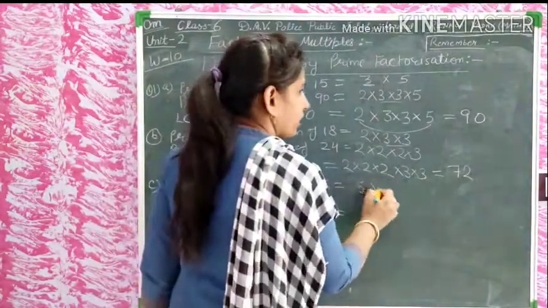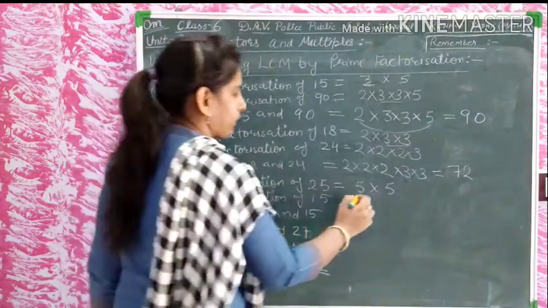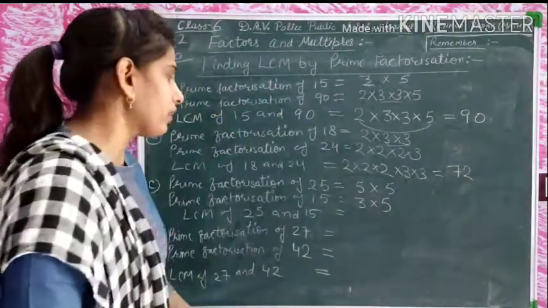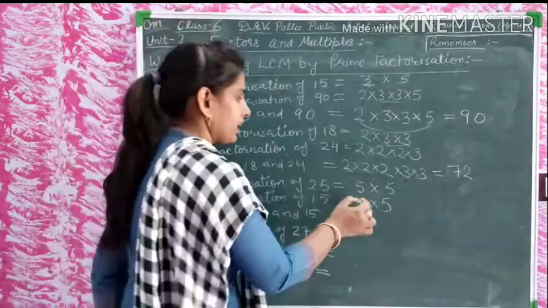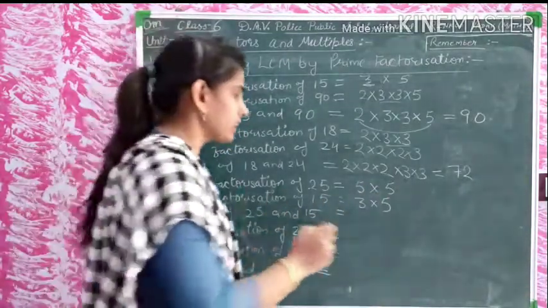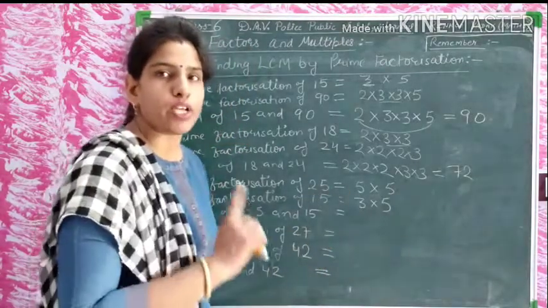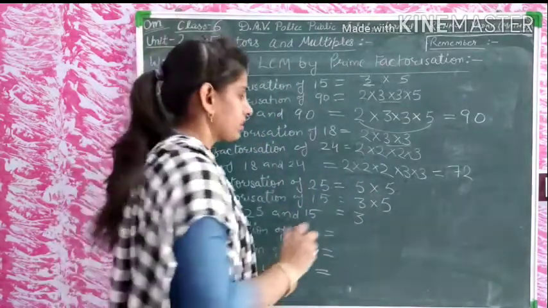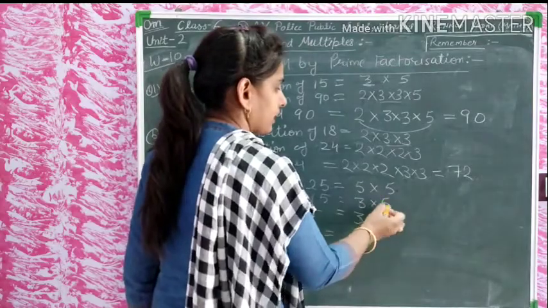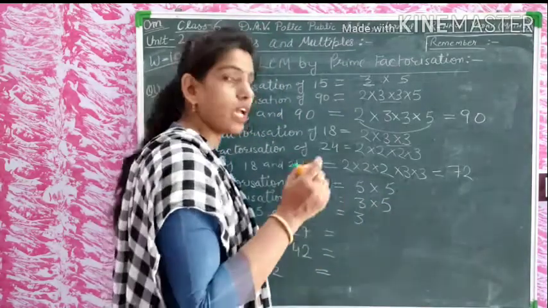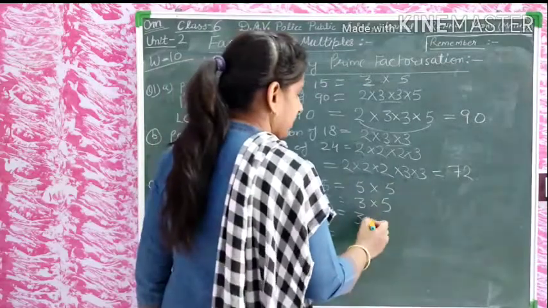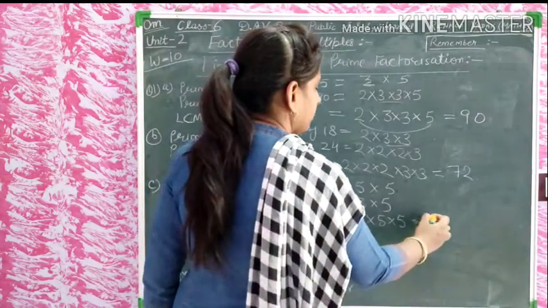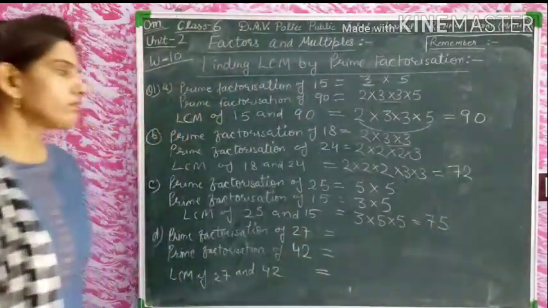Now there is the next question, 25. 5 into 5 is 25. These are the prime factors of 25, and the prime factors of 15 are 3 into 5. So for the LCM of 15 and 25, 3 and 5 are the only 2 factors. Factor 3 occurs only 1 time, so we write it 1 time. Factor 5 occurs 2 times here and only 1 time in the other, so we take the maximum, 2 times: 5 into 5. 5 into 3 is 15, 15 into 5 is 75. This will be the LCM here.